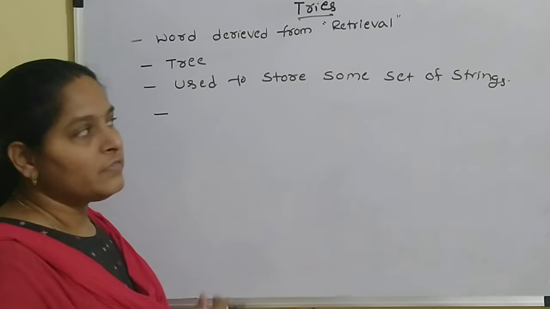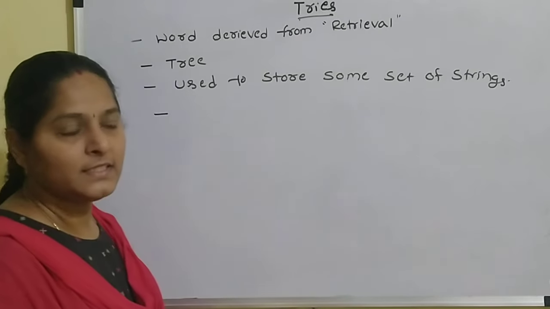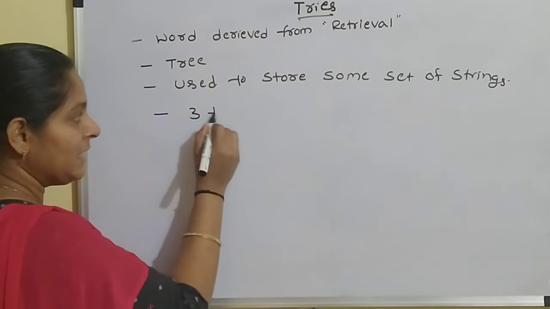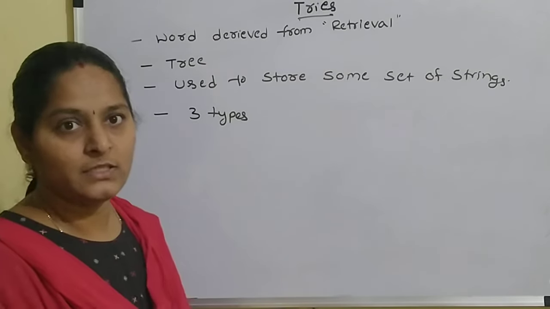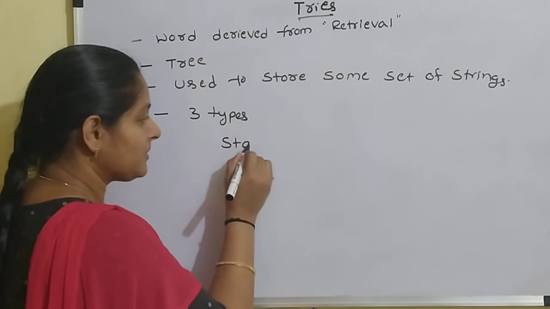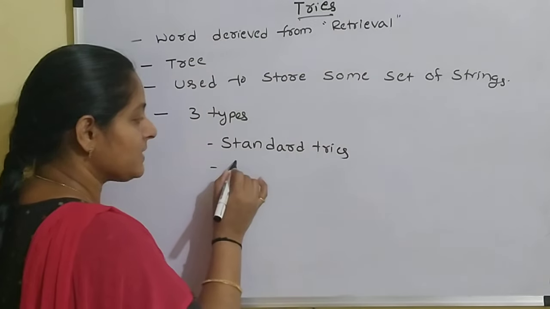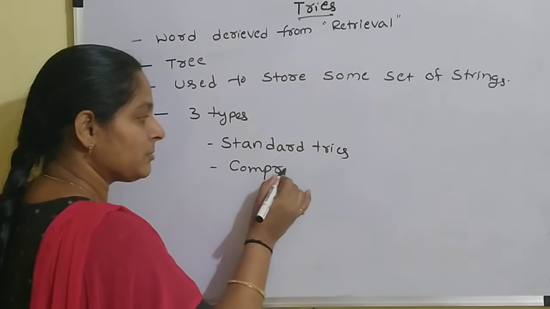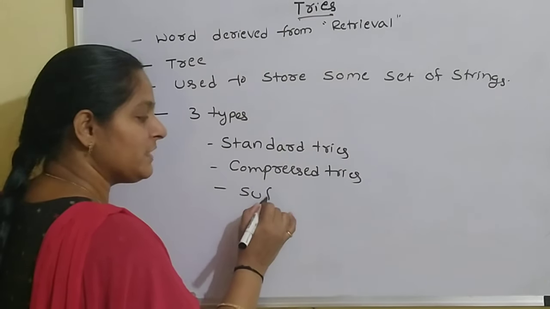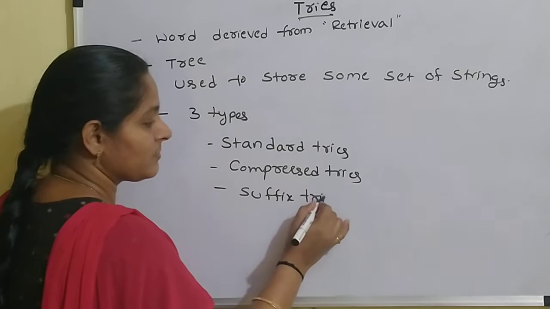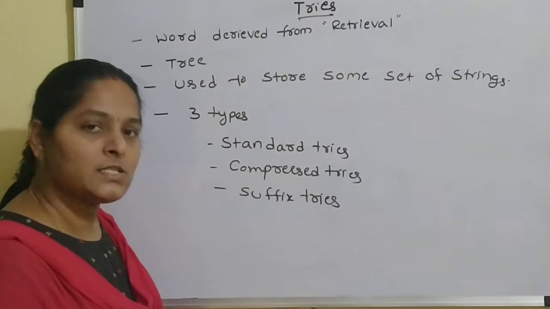Before seeing how to construct the trie, let me explain the categories of tries. There are a lot of categories of tries, but mainly there are three. The first one is standard tries, the second one is compressed tries, and the third one is suffix tries. All these three types of tries we use for storing strings only.